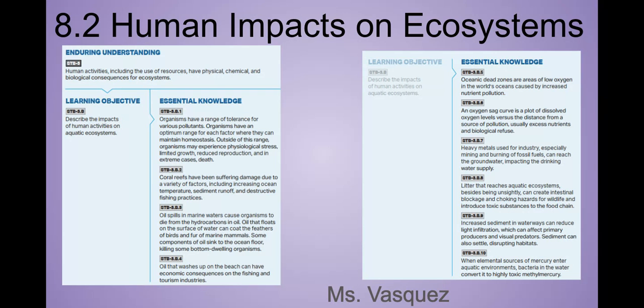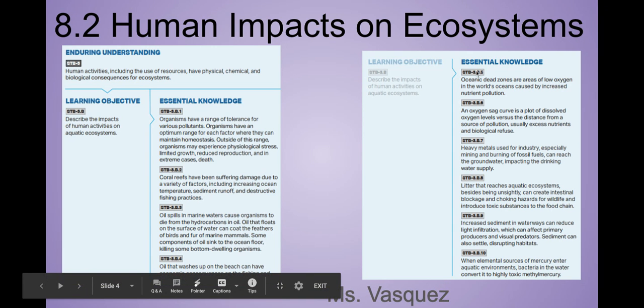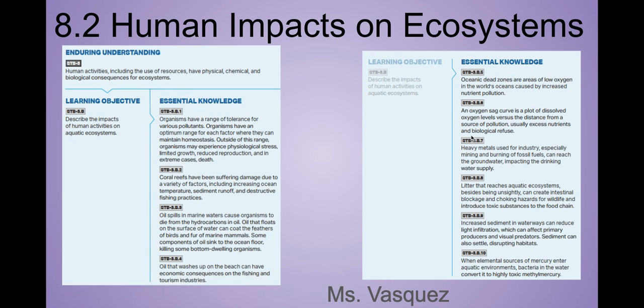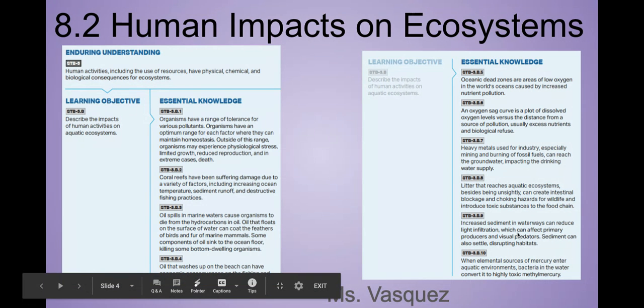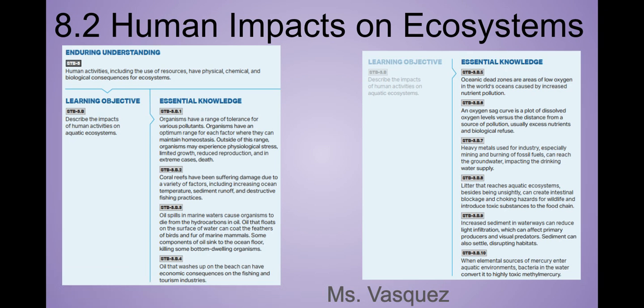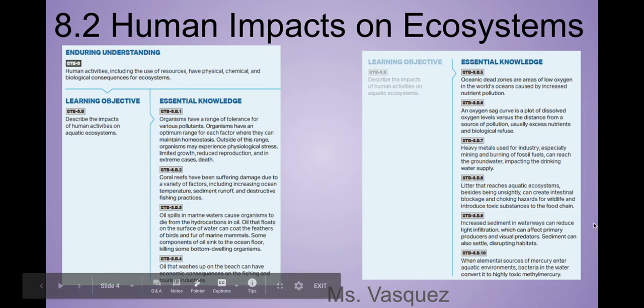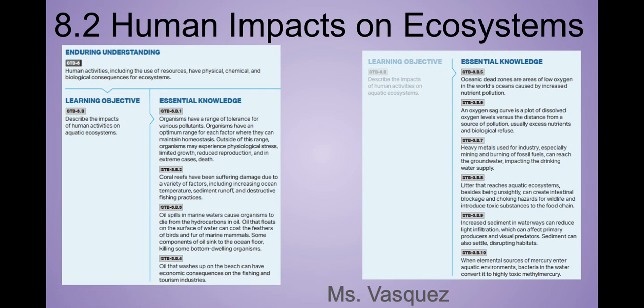So 8.2, human impact. How are we affecting the ecosystems? This part has a lot of different areas. It's not focused on a specific topic. For example, we're going to talk about the range of tolerance that we've seen before. We're going to talk about coral reefs, oil spills, and dead zones. What is an oxygen sag curve? What are heavy metals, litter, sediment, mercury, or anything else? So again, these are just different concepts that we need to know. So human impact, all of these sources of pollution, and some of the concepts here, like what is an oxygen sag curve, are going to be part of 8.2.